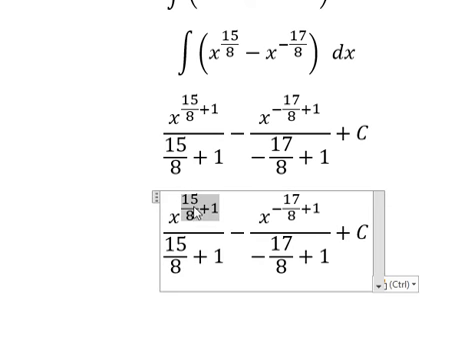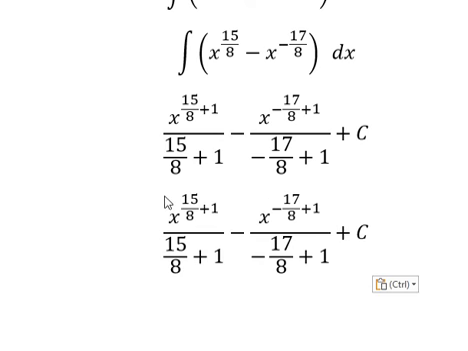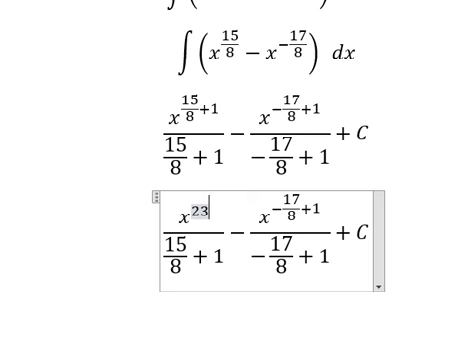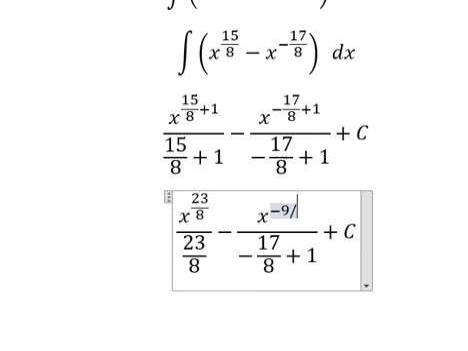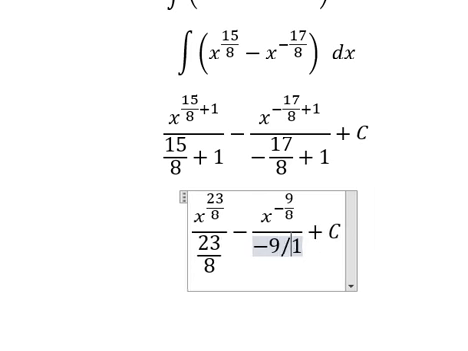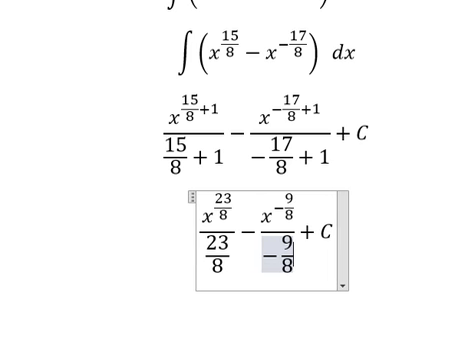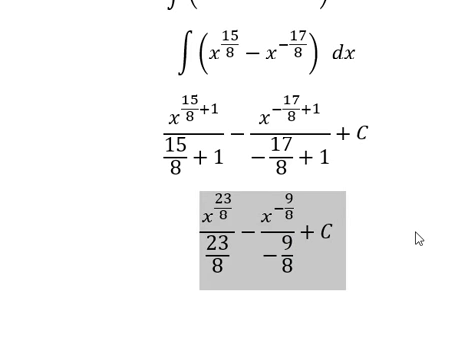So this one we have 23 over 8. Similar for this one. This one we have negative 9 over 8. And this is the final answer.